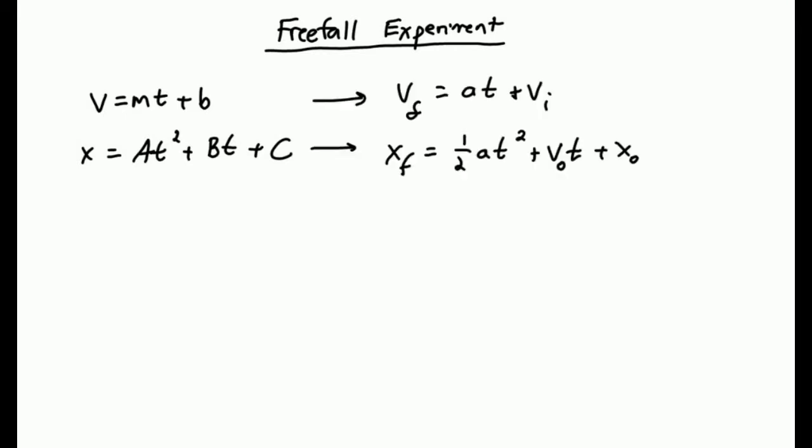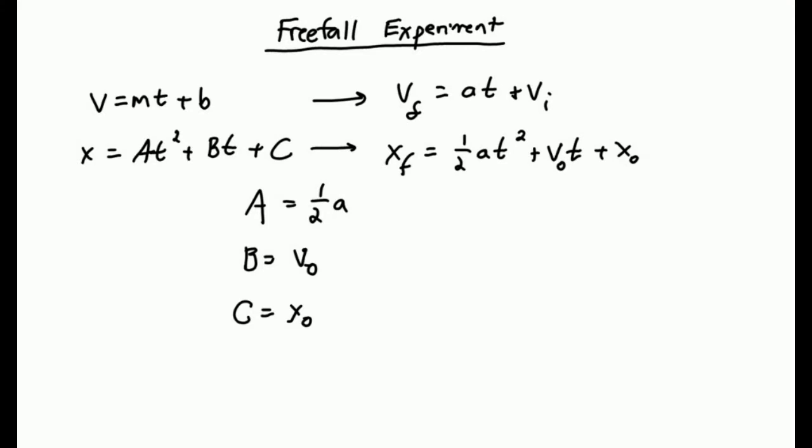Specifically, they are the final velocity is the acceleration times time plus the initial velocity, and the final position is 1/2 the acceleration times t squared plus the initial velocity times time plus the initial position. So that means that we can directly associate the coefficient A with 1/2 times the acceleration, the coefficient B with the initial velocity, and the coefficient C with the initial position.